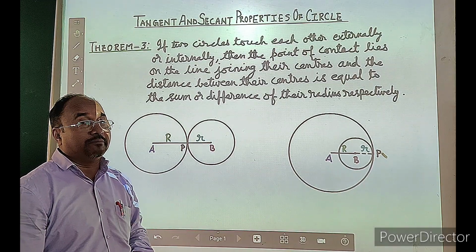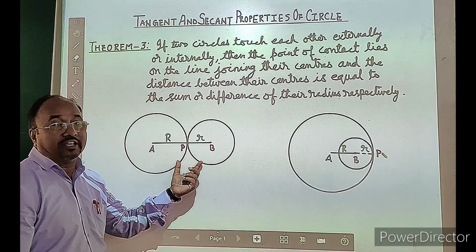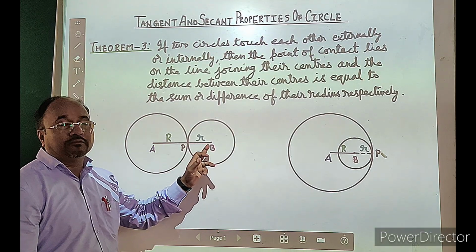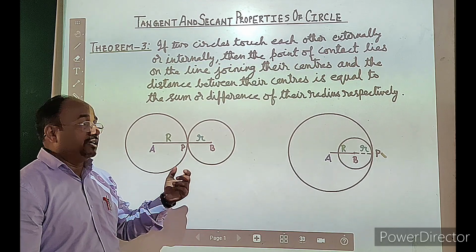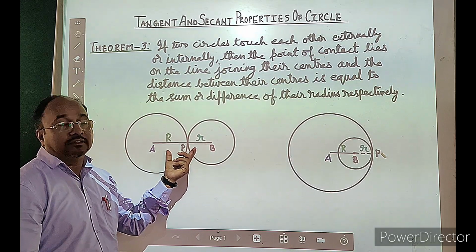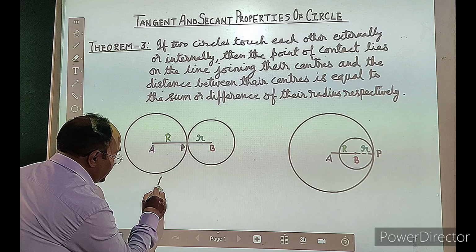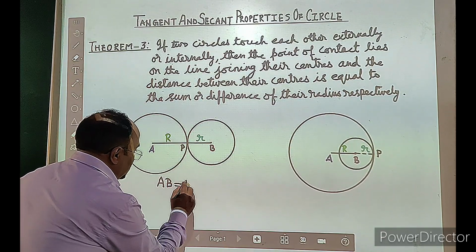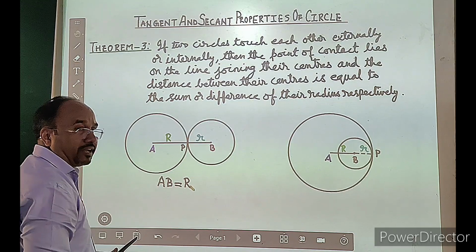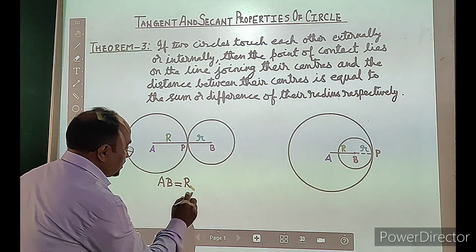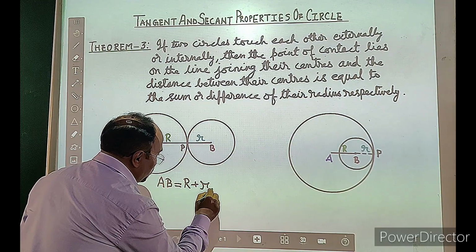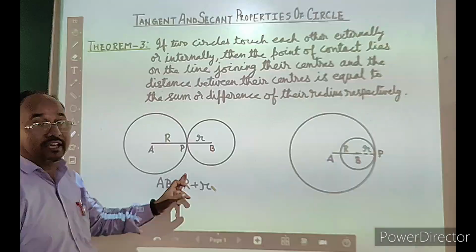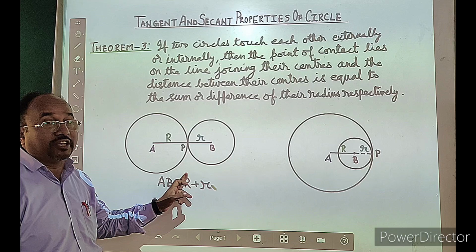Now the second part is the important part. When they are touching externally, the distance from one center to the other is the sum of the radii. So it means I can write here AB equal to the capital R, radius of the bigger circle, plus small r, the radius of the smaller circle. So this sum part is there for external touching.